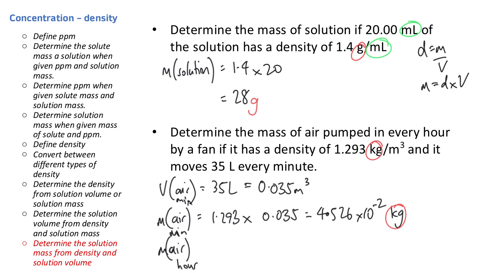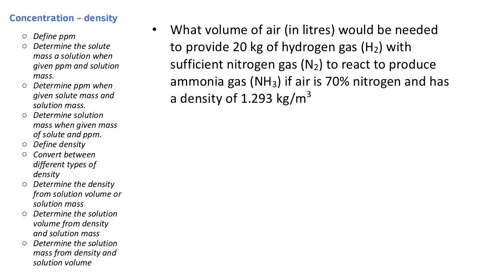This is every minute, so it will be that value times 60. So for the mass of air in a minute, times 60, which will be equal to 2.7 kilograms. So that is how you would answer those ones, making sure that you're converting to the right unit and remembering what the units are. Let's move on. Last question, a bit of a trickier one.